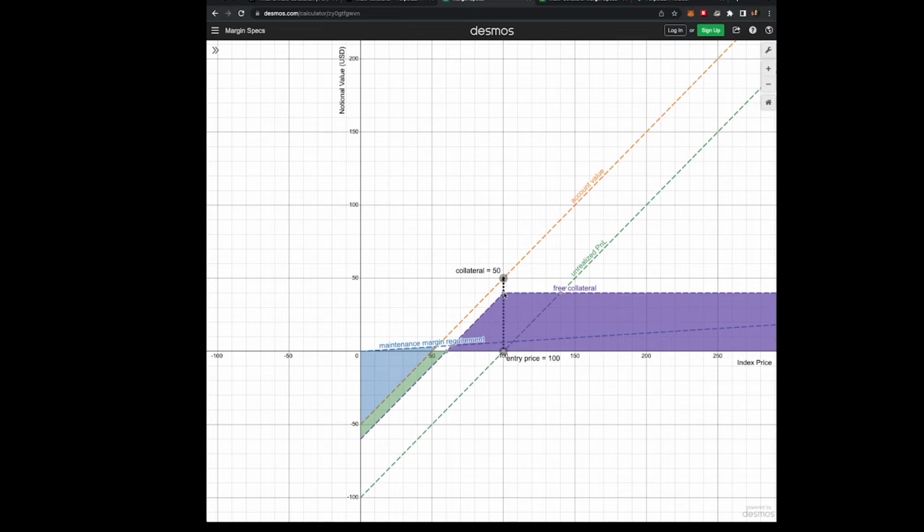When the price of ETH rises, the unrealized P&L increases as does the account value, but the free collateral remains constant. Unless the position becomes unprofitable, the free collateral remains at $40. Only once the position is closed are the profits realized from a trade added to the free collateral.